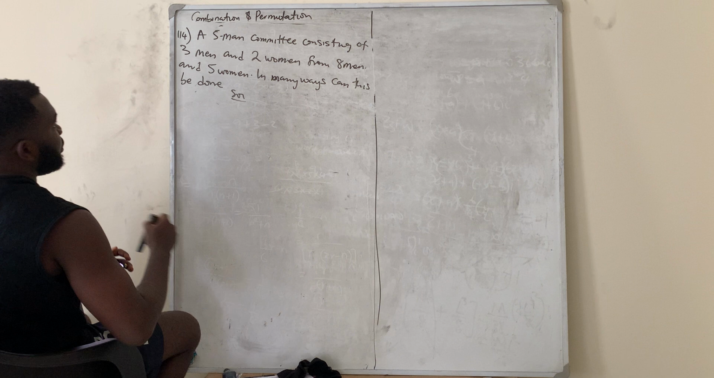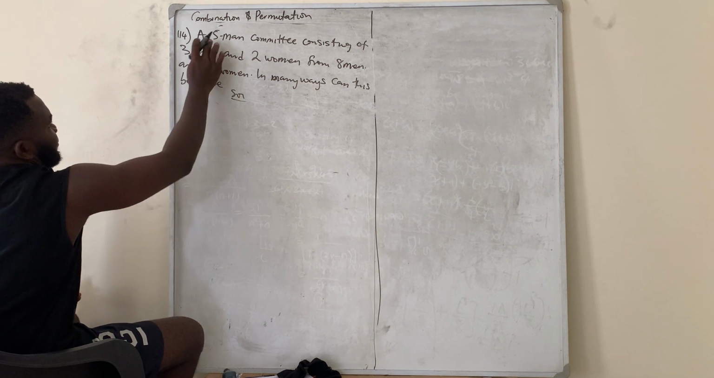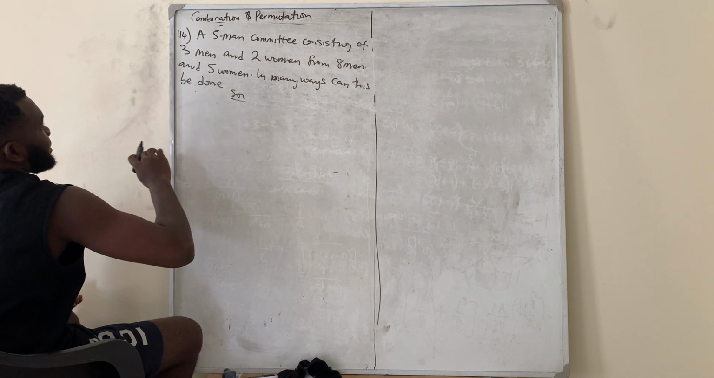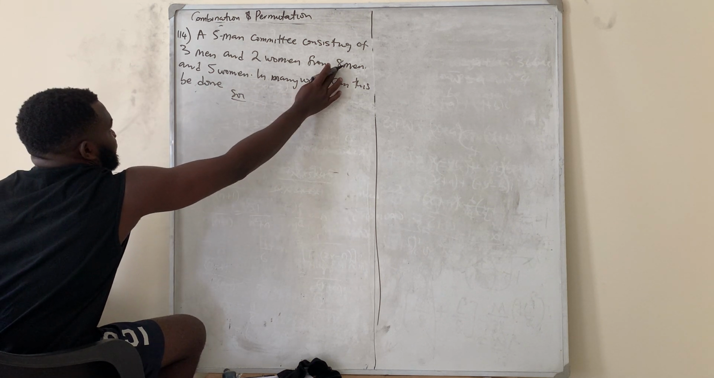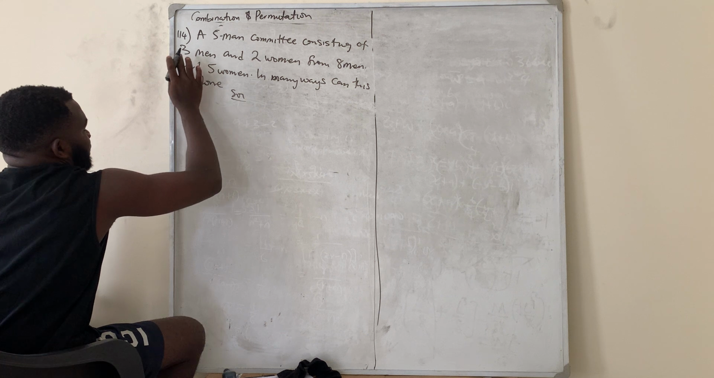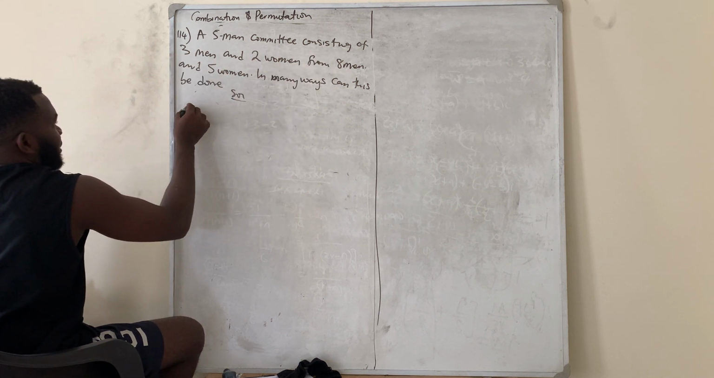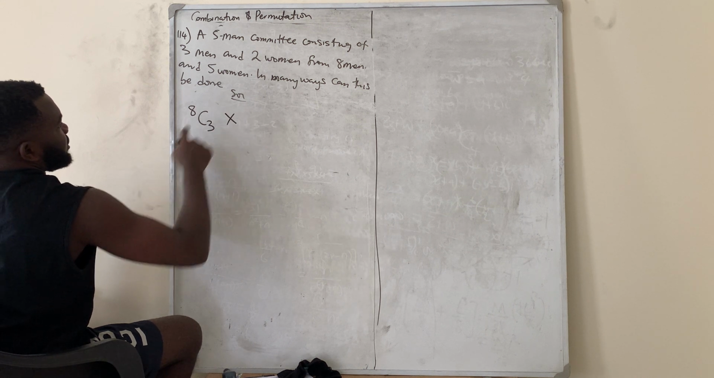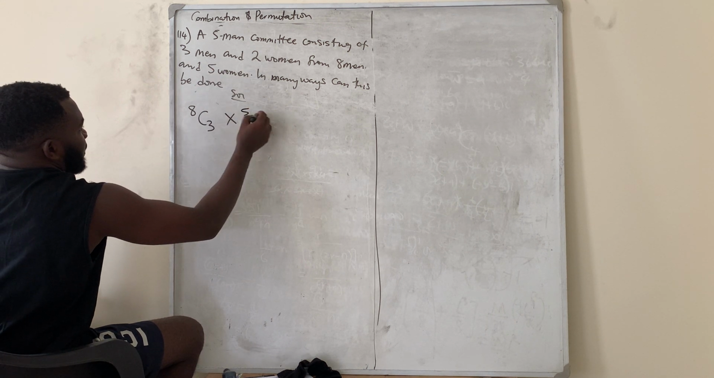Now, what do you do? This is very, very simple. We want to get a 5-man committee, that is a 5-people committee, and we are just selecting. We are selecting 3 men out of 8 men. So for the men I have 8 combination 3. Times, then we are selecting 2 women out of 5 women, so we have 5 combination 2.